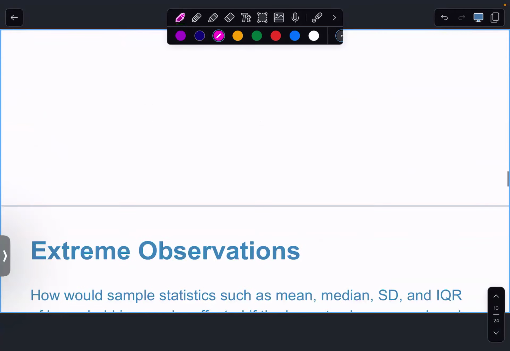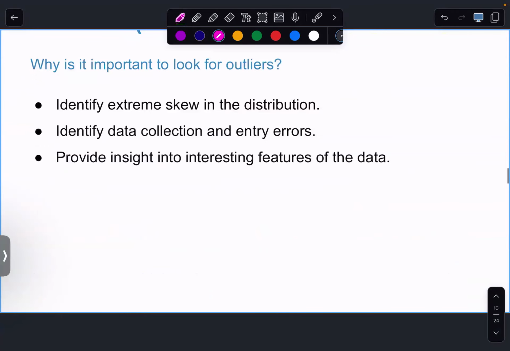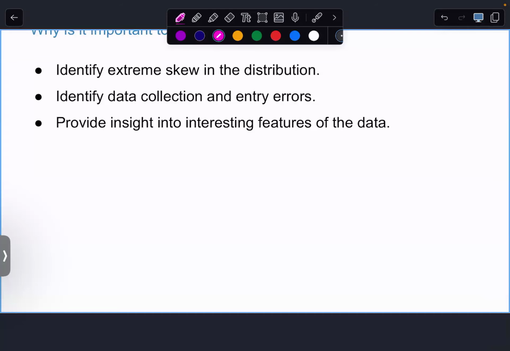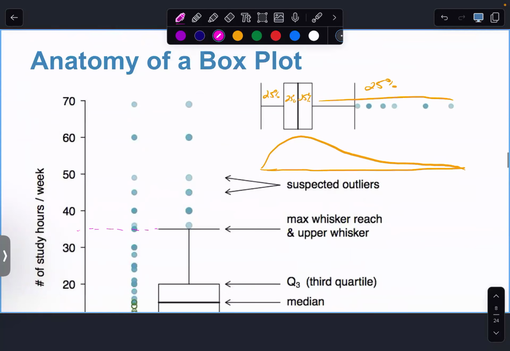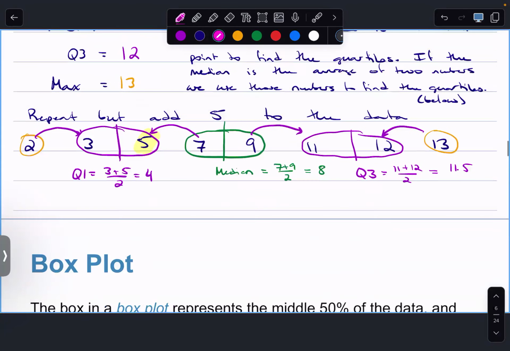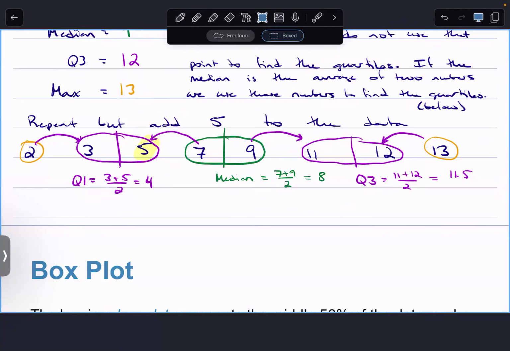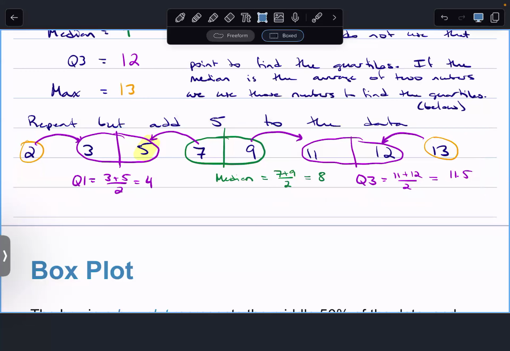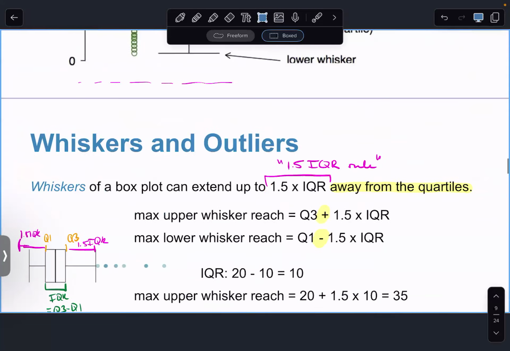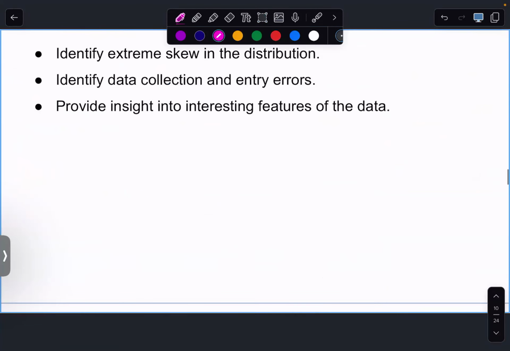Okay, this is a good spot to do it. I'm going to reuse this one because it's nice and compact. Are there any outliers in the data below?